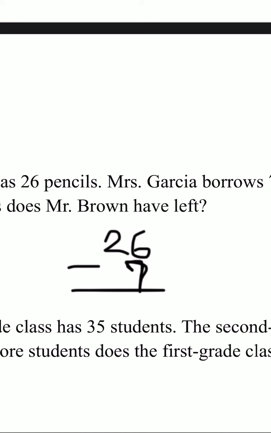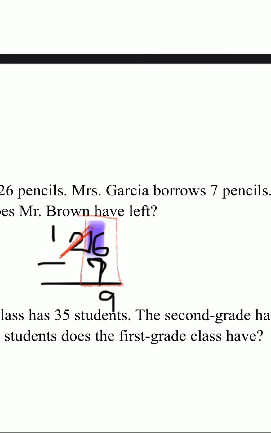So we're going to borrow 1 ten from 2, which means that we're going to subtract 1 from 2. So 2 minus 1 is 1. And we add 10 to 6, which is going to be 16, right? 16 minus 7 is going to be 9. So the answer, the 1 comes down, right? So the answer would be 19 pencils.